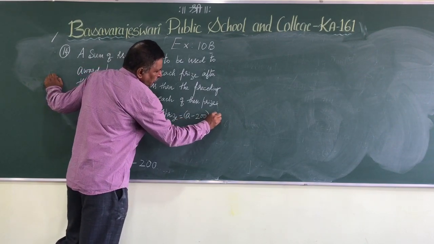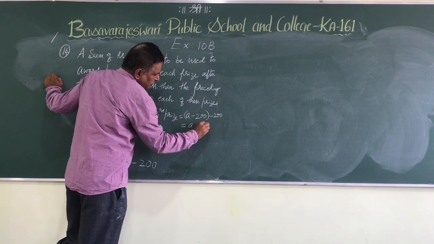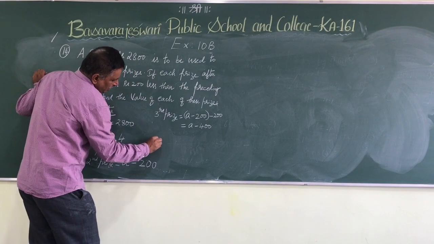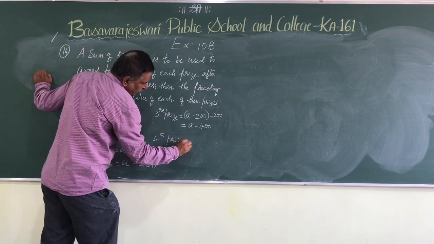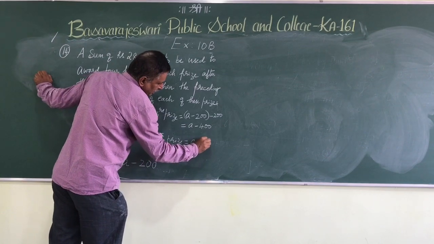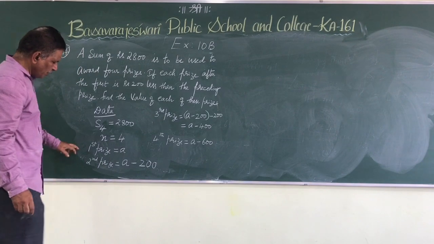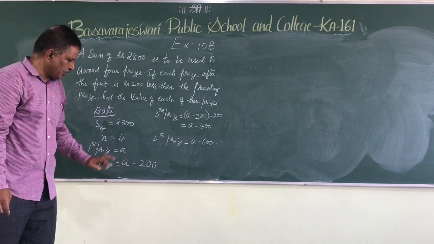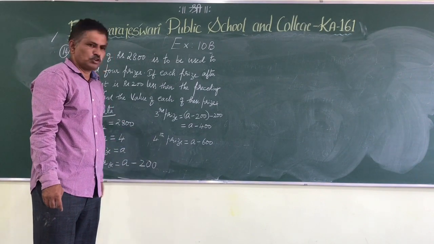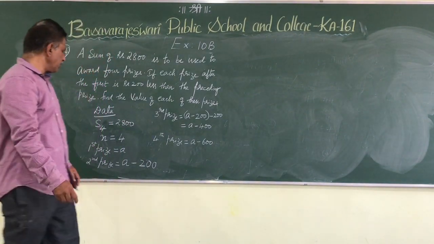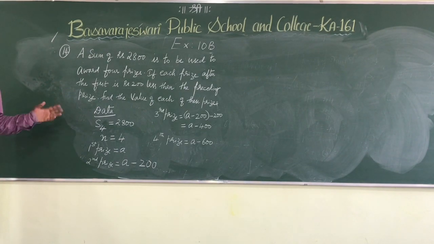For this, 200 rupees less. So the third prize will become A minus 400. Similarly, the fourth prize will become A minus 600, because it is 200 rupees less than the third prize. So the first prize is A, the second prize is A minus 200, the third prize is A minus 400 and the fourth prize is A minus 600. This can be solved by 2 methods. I will do both the methods.